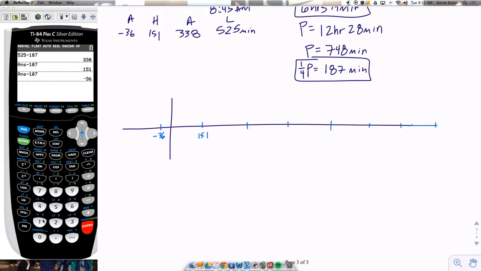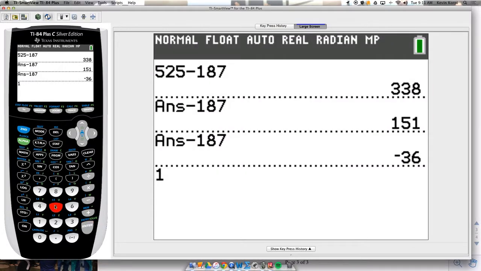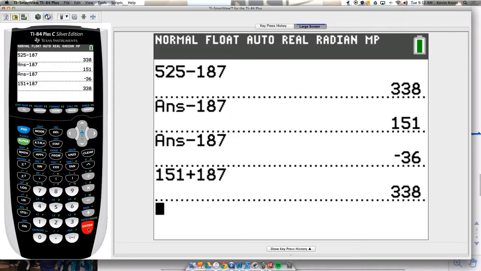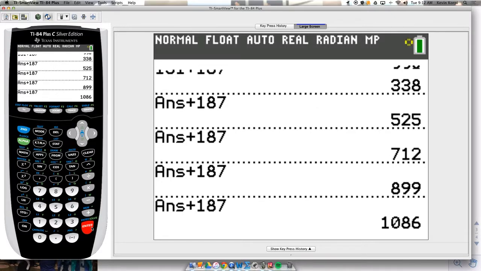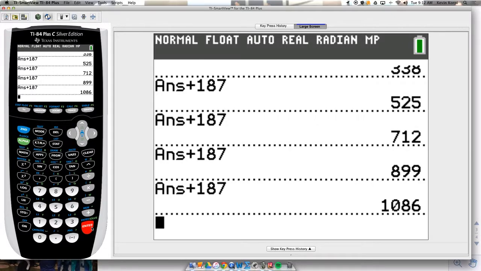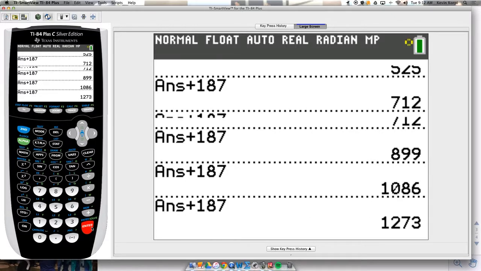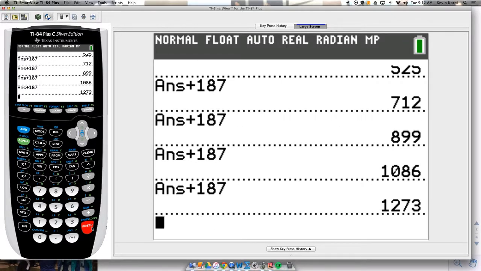Now, if you want to create critical values, go to your calculator. We're at 151. Let's just keep adding back a quarter cycle now, plus 187. And, of course, we know that's 338, so you can label it on your graph. If you do it one more time, plus 187, of course, you get 525. And now you can just keep hitting enter, and you can label 712, hit enter, 899, hit enter, 1086, hit enter, 1273, hit enter.